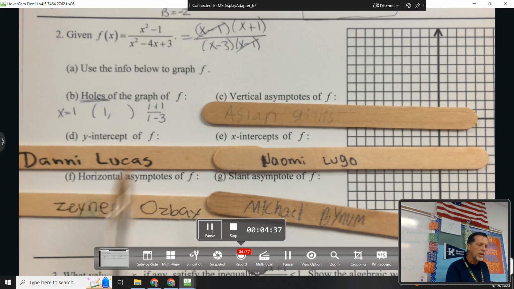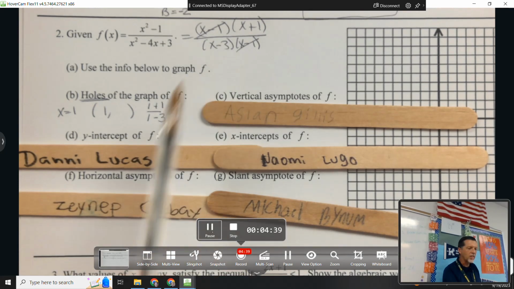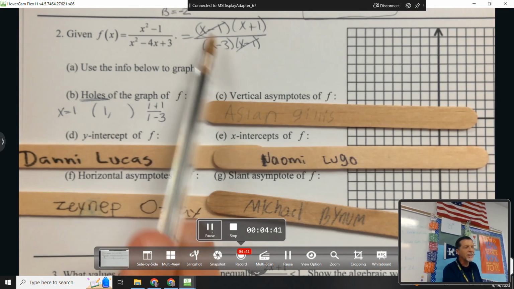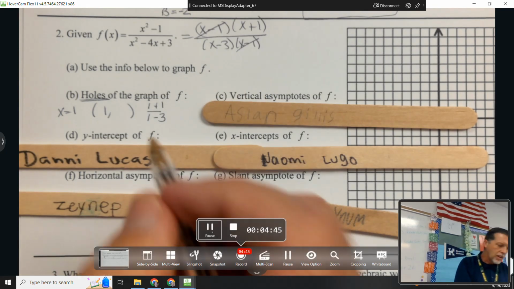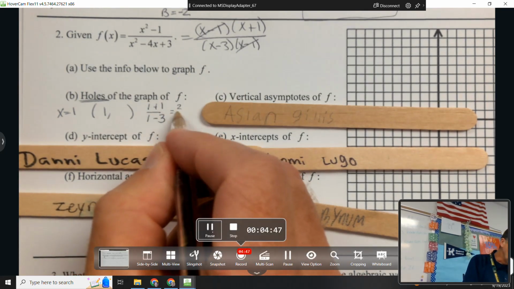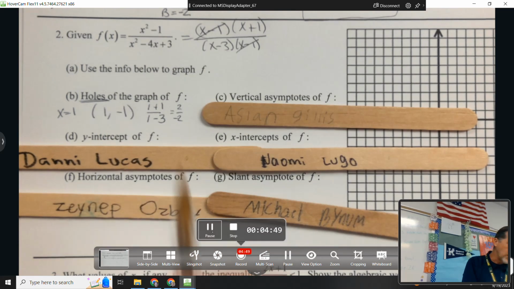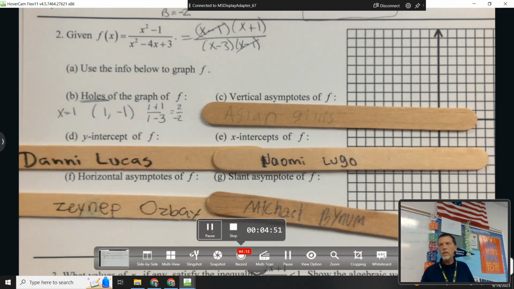x equals 1 because it cancels there. If you plug it into the original, you're going to get 0 over 0, but that's why there's a hole there. So plug it into what's left. 2 over negative 2, which is negative 1. Total fluke that worked out that nice.